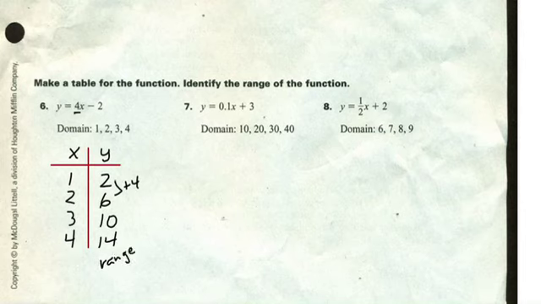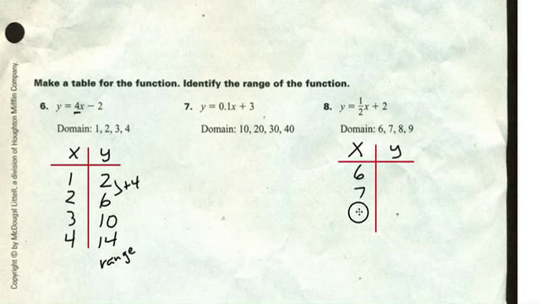Okay, so let's make another function table. Let's go to number 8. I'm going to skip a little bit. Okay, we have our domain right there and our range. So our domain is 6, 7, 8, 9. So we substitute. 1/2 of 6 is 3. 3 plus 2 is 5.